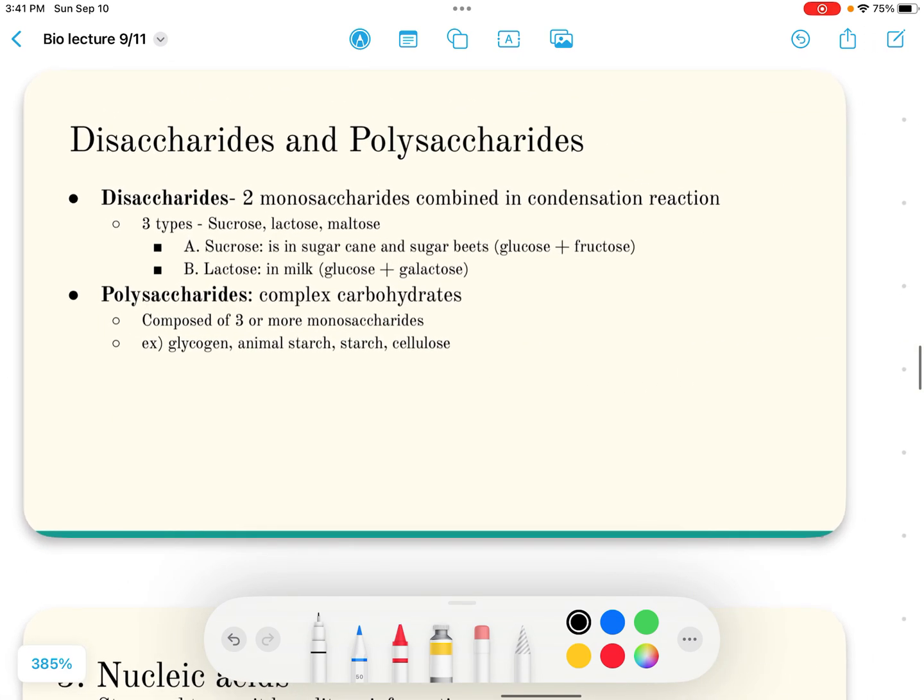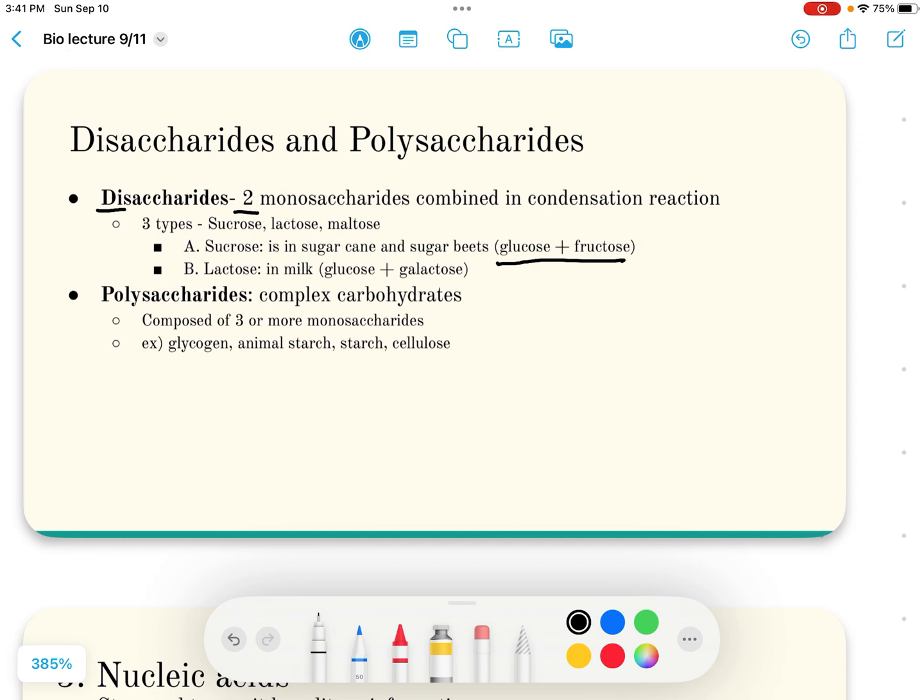Then we get to disaccharides. Disaccharides are 2 monosaccharides, and we know that the prefix di means 2. Saccharides are sugars. So we have 2 monosaccharides combined in a condensation reaction. There are 3 types of those: sucrose, lactose, and maltose. Sucrose is a sugar, like sugar cane or sugar beets. That would be our glucose plus our fructose. Any type of granulated sugar that we eat is going to be that sucrose.